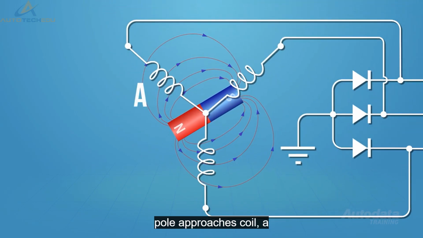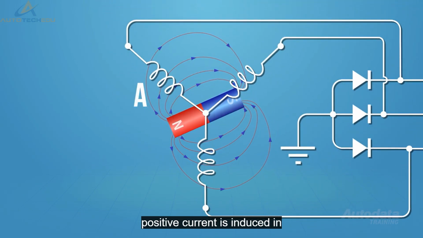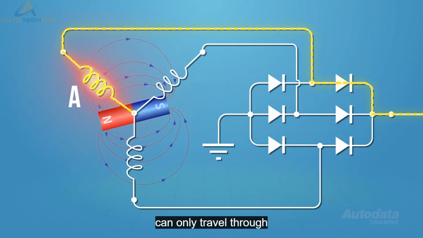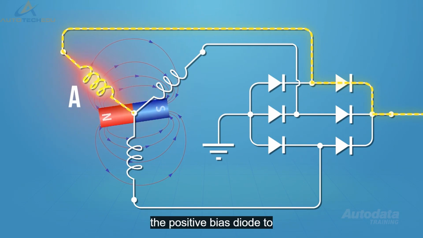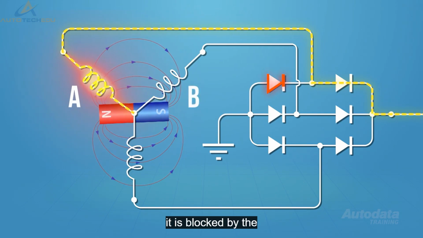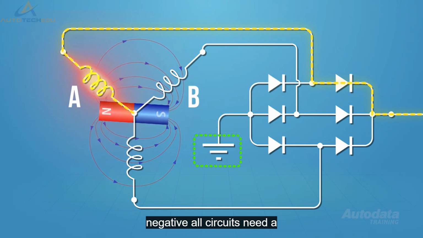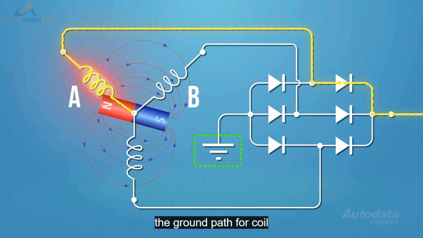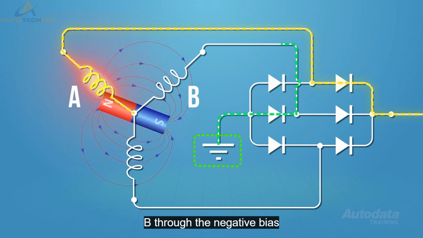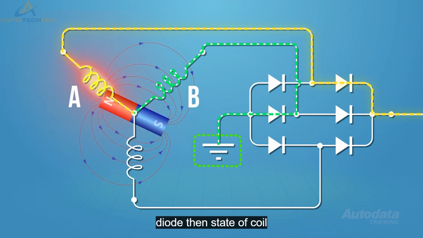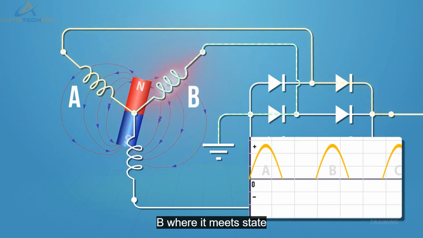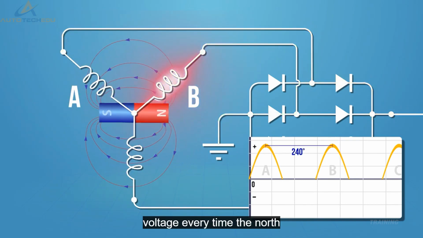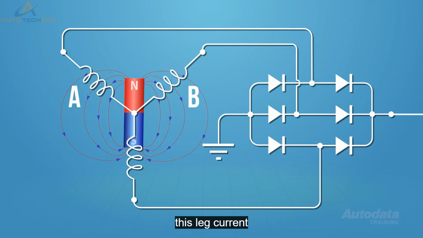As the rotor's north pole approaches coil A, positive current is induced in the coil and travels to diode pair A. Current can only travel through the positive bias diode to the B positive terminal, as it is blocked by the negative. All circuits need a ground path, and stator coils are no different. The ground path for coil A is via ground point B, through the negative bias diode, then stator coil B, where it meets stator coil A at the star point. This circuit creates a positive analog voltage every time the north pole of our rotor passes this leg.